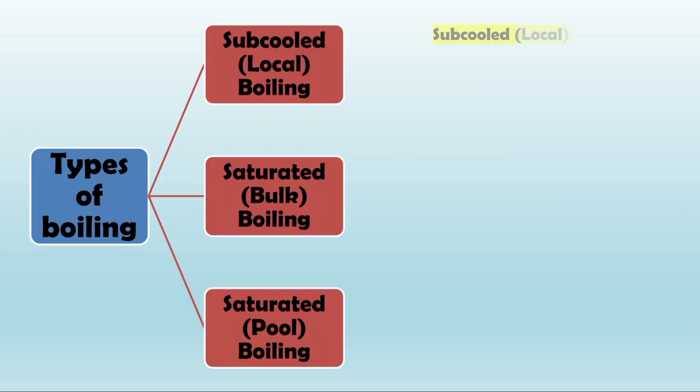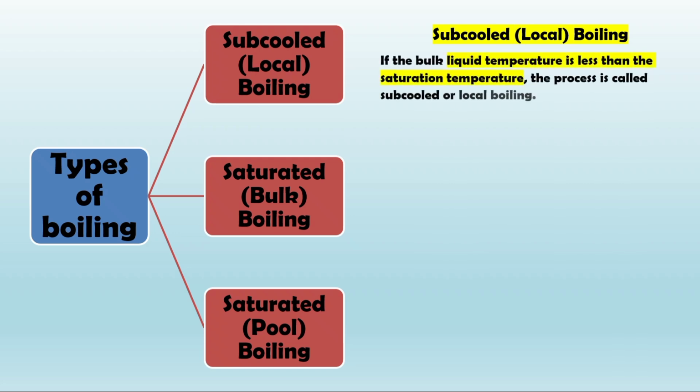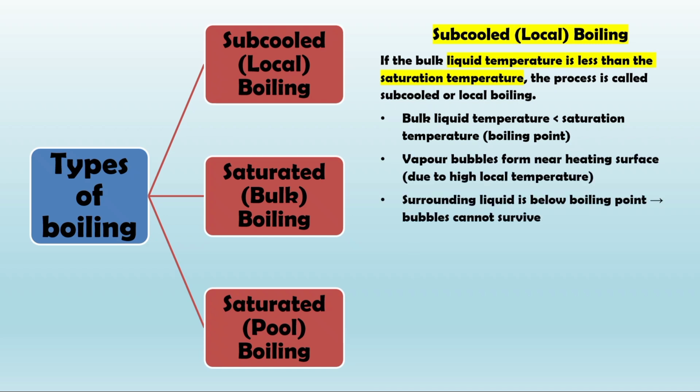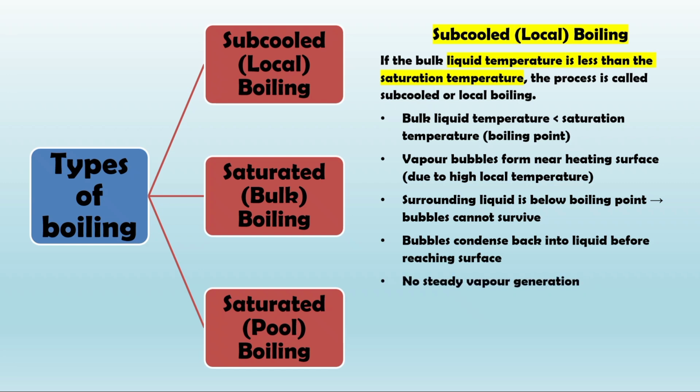So, first let's understand what is subcooled or local boiling. So, if the bulk liquid temperature is less than the saturation temperature, the process is called as subcooled or local boiling. So basically, when the bulk liquid temperature is lower than the saturation temperature or boiling point, the process is called subcooled or local boiling. In this case, vapor bubbles may form near the heating surface due to the high local temperature, but since the surrounding liquid is still below its boiling point, these bubbles cannot survive. And therefore, they quickly condense back into the liquid before reaching the surface, so no steady vapor generation takes place.